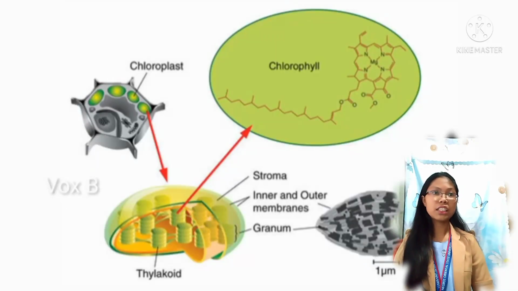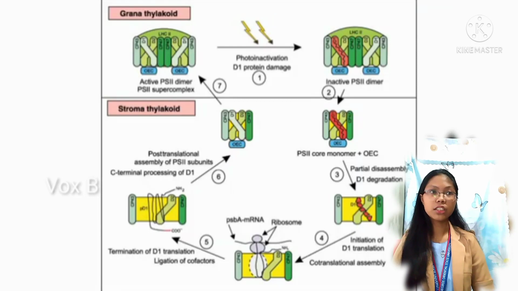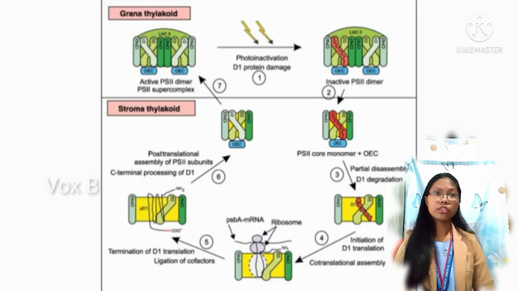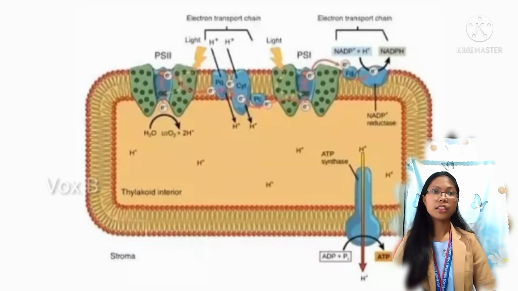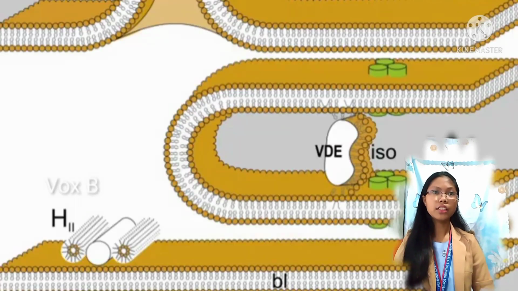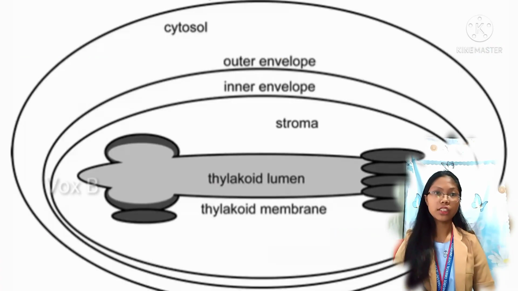Reactions performed in the thylakoid include water photolysis, the electron transport chain, and ATP synthesis. Photosynthetic pigments are embedded into the thylakoid membrane, making it the site of the light-dependent reaction in photosynthesis.